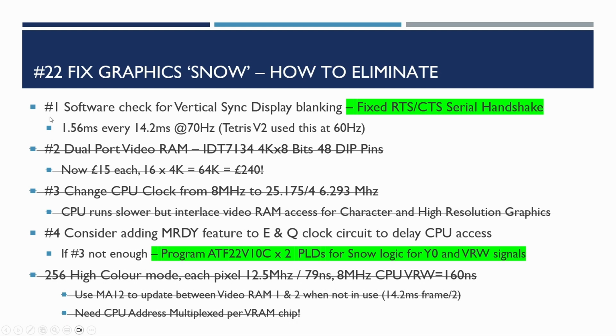So in the previous video I did some software checking for the vertical sync blanking period. So this is the most common way of addressing video snow, is only updating the video display at the period between the end of the screen and the start of the next screen. So that's sort of 50, 60, 70 times a second. And normally that's only probably about 1.6 milliseconds, about 10% of the overall screen refresh time. So we have to squeeze all the screen updates into about 10% of the time available.